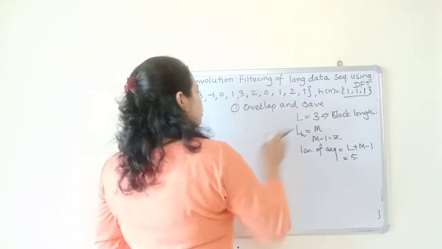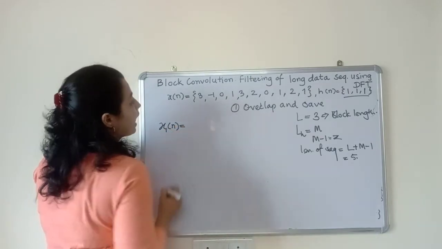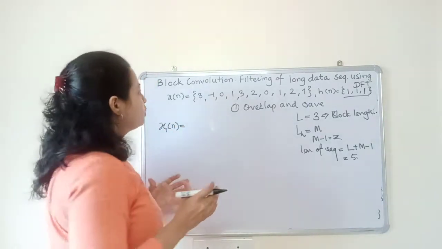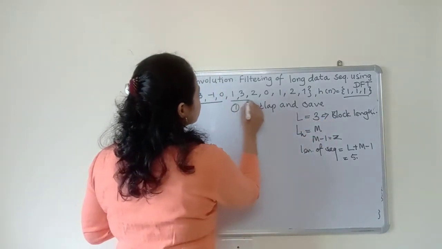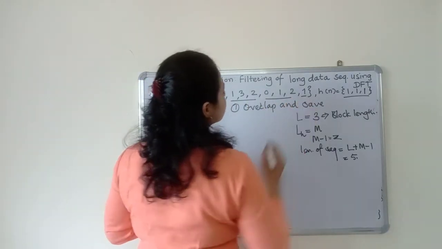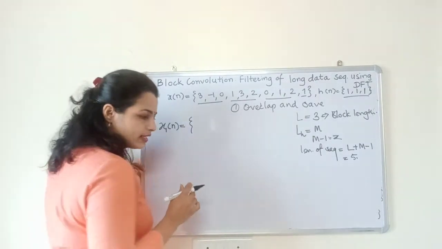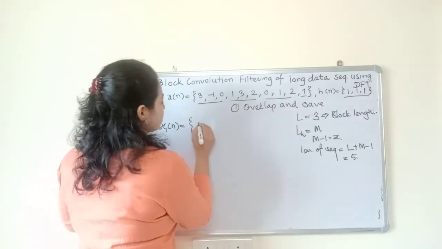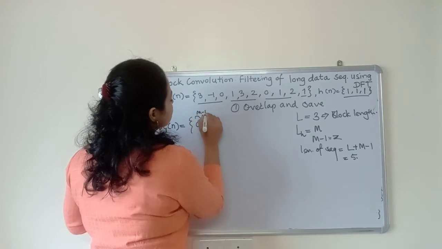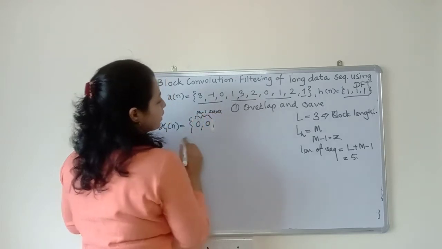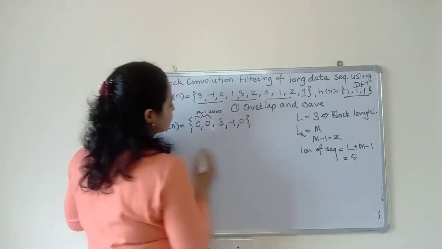For the first method, overlap and save, we form the blocks of 3 like this. In this method you have to take M minus 1 zeros first, and M minus 1 means 2. Then take 3 samples, L: 3, minus 1, 0.